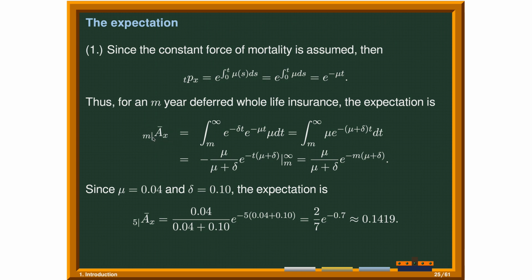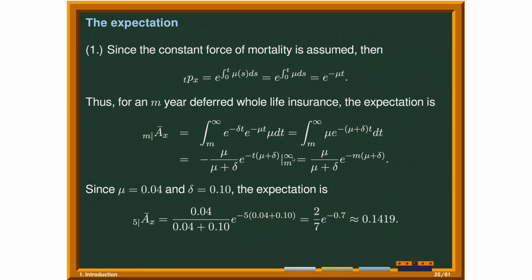Okay? Let's first get a general expression for that net single premium. So we know that this would be the integral from m to infinity of v to the t, but since delta is given, it reduces to this, times tpx, which we know is e to the negative mu t, times mu sub x of t, which we know is mu, times dt. So we can rewrite it this way. This is just by substitution, letting u be the quantity mu plus delta times t. So this, if you evaluate that, gives us this expression.